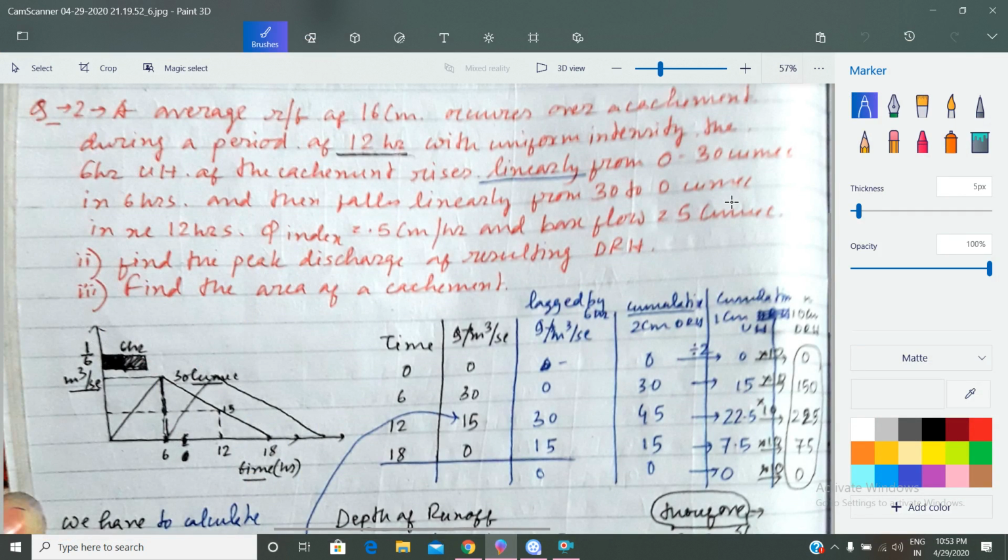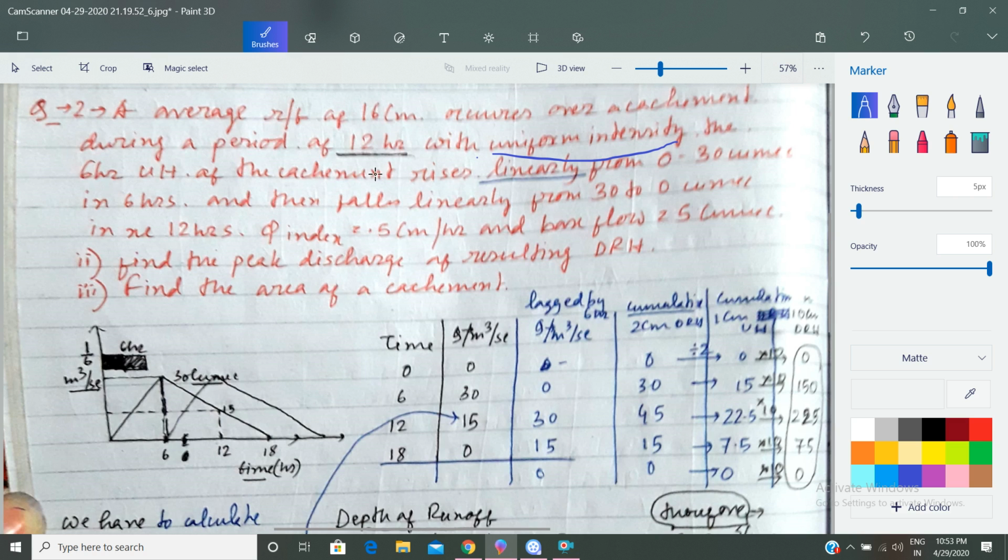This lecture is about the numericals of unit hydrograph and direct runoff hydrographs. Okay, so see the first numerical. Average rainfall of 16 centimeter occurs over a catchment during a period of 12 hours with uniform intensity. These words are important: with uniform intensity.